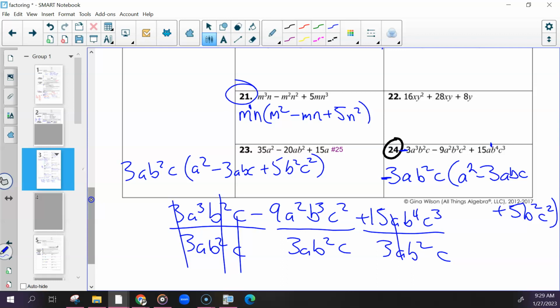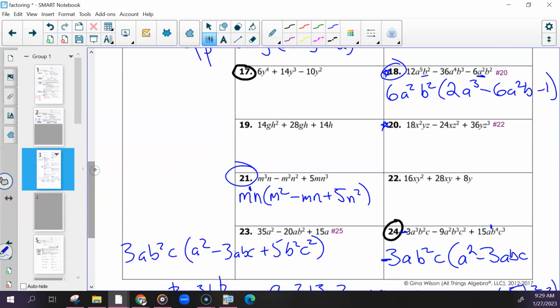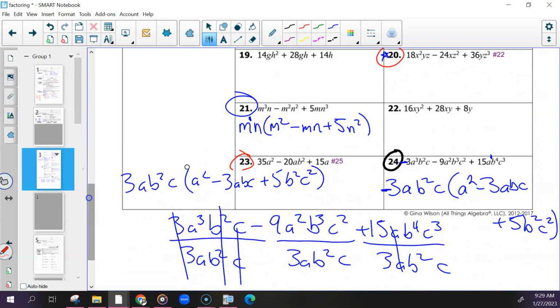20 on this page. Any others on this page or the last page? Twenty, 23, any others? Alright, let's start with 20.